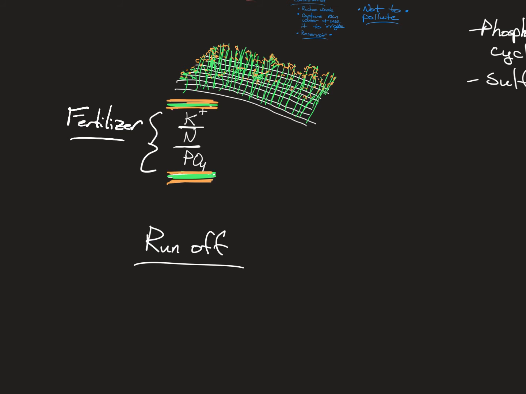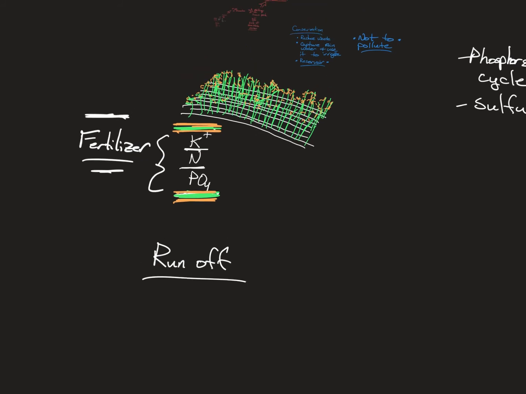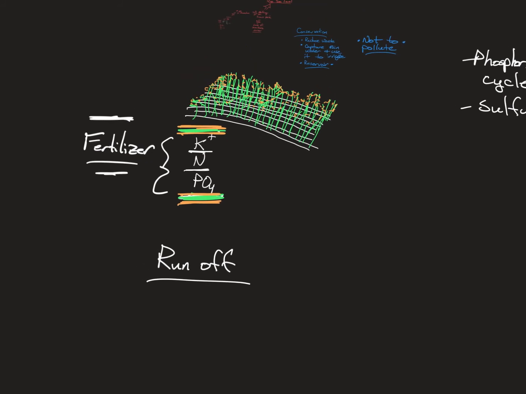So chemical fertilizers, synthetic fertilizers, are the way we do it. And the problem is you've got rain. Remember the water cycle. And what's the rain going to do to that fertilizer? That's right. It's going to run off.